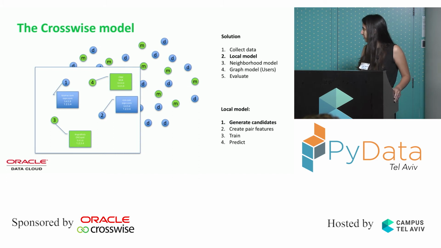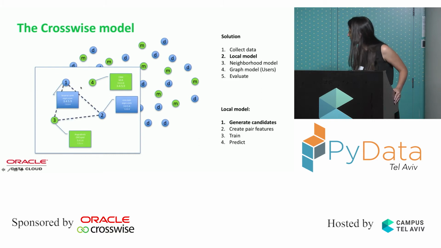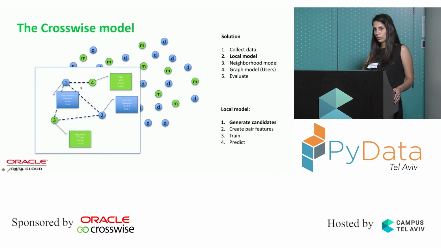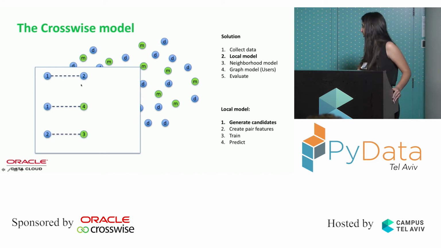So one naive approach could be to just look at the IPs and say, okay, if those three devices share an IP, then I'm going to make candidates out of all of those pairs, okay? And if device 1 and device 4 also share an IP, then I'm going to make a candidate out of this one as well. Okay, so great, we have candidates, and we can now think of features.